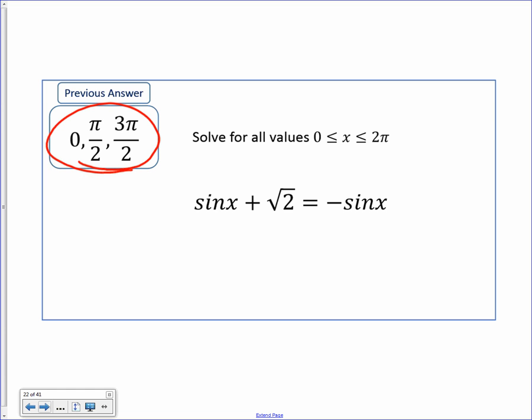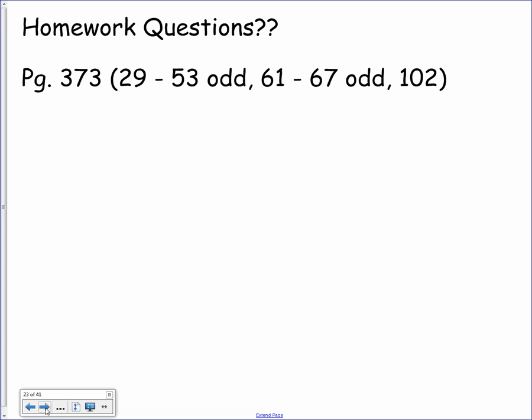Okay, we should almost be there. And so the answers here to sine x plus the square root of 2 equals negative sine of x. Hey, we're done. Just kidding. We're totally done. Yay, us. Okay.